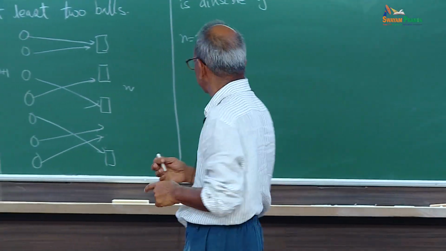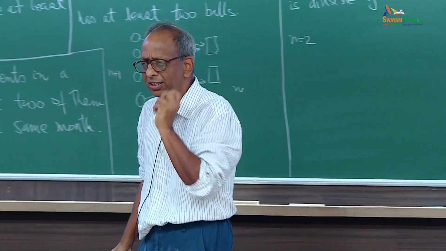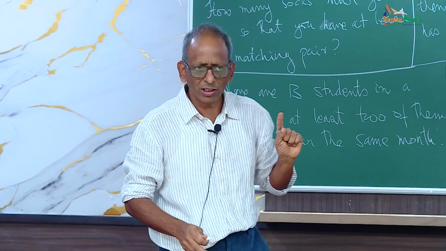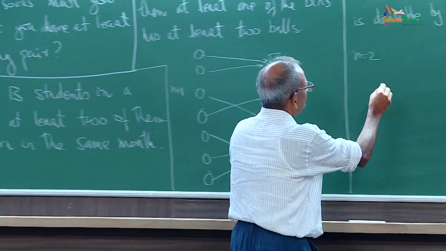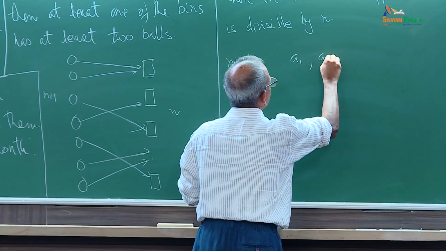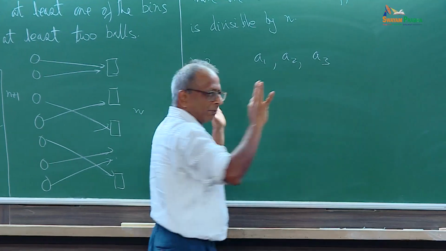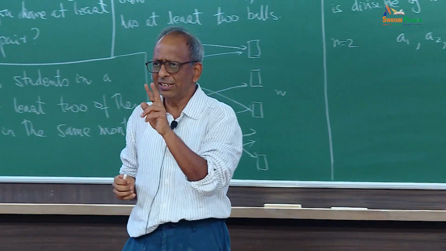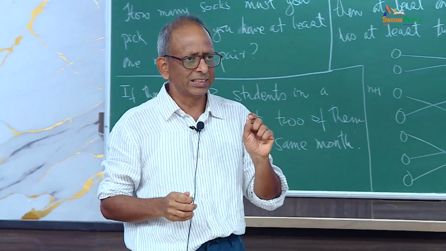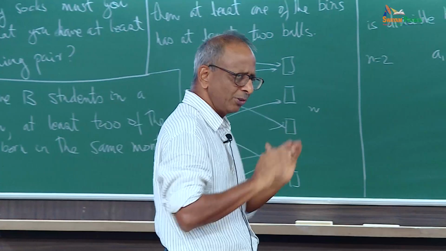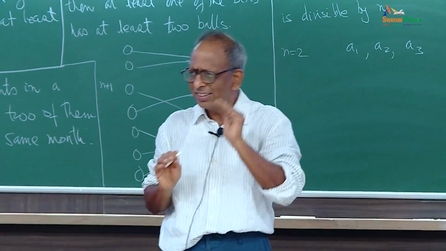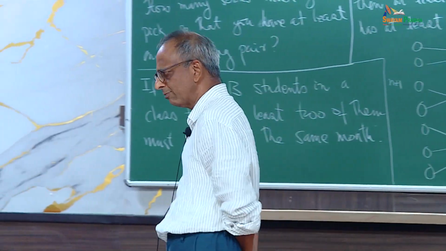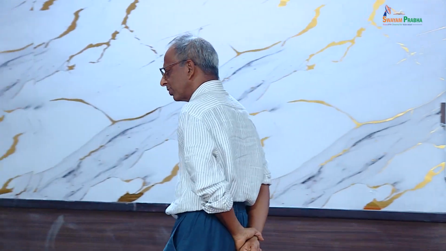I was going to say n equals 2. If n equals 2, what is the problem we are trying to think about? A1, A2, A3. There are 3 numbers. Why is it that the difference of some pair is divisible by 2? If you see it, raise your hand. Why is it that when you have 3 numbers, the difference of some 2 of them must be divisible by 2? Please give it a thought. I give you 3 numbers.